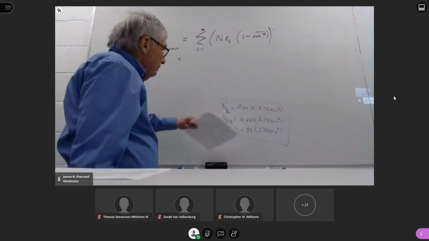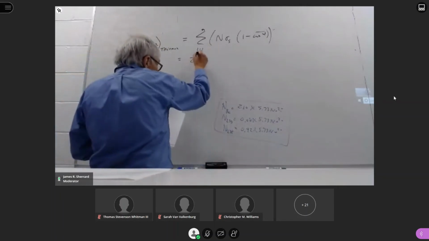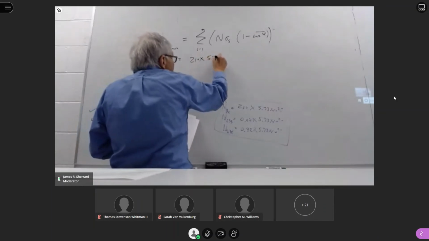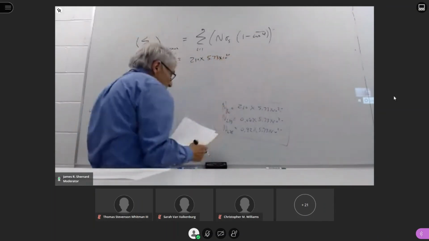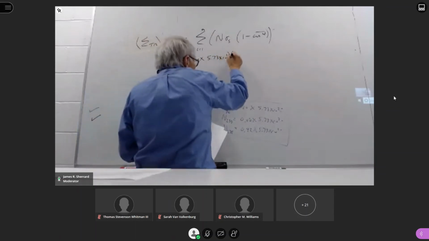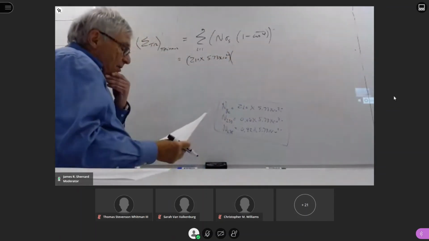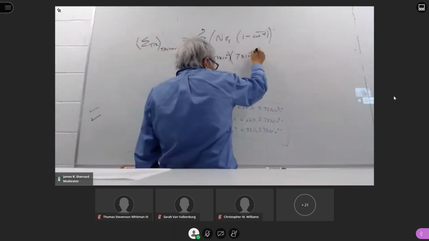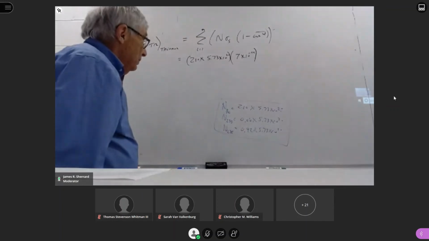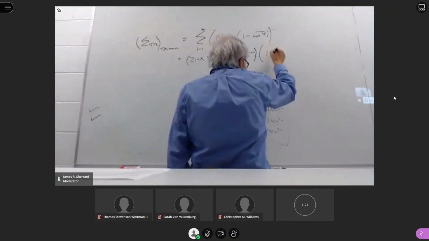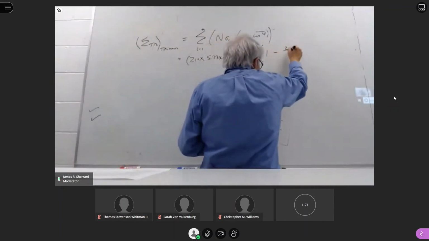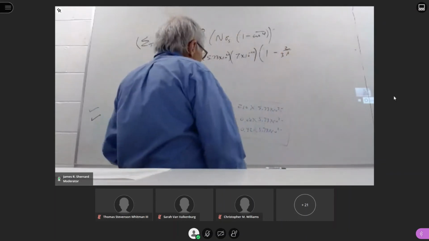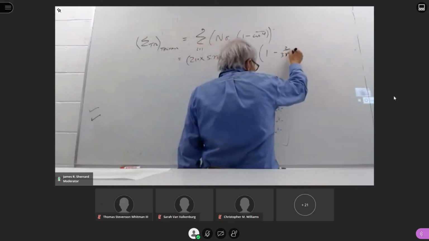So if we look at doing the beryllium first, the N now is 210 times 5.73 times 10 to the 20th. The scattering value, which you get from the back of the book, is 7 barns, so 7 times 10 to the minus 24th, make our units line up. And then this turns out to be 1 minus 2 over 3 times A, which is the atomic mass. And for beryllium, that number is 9.